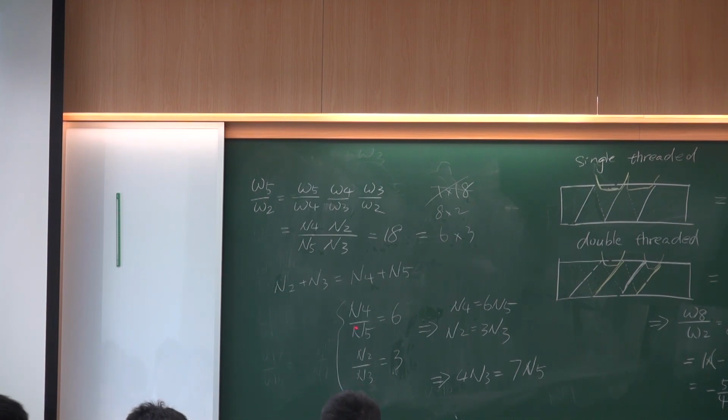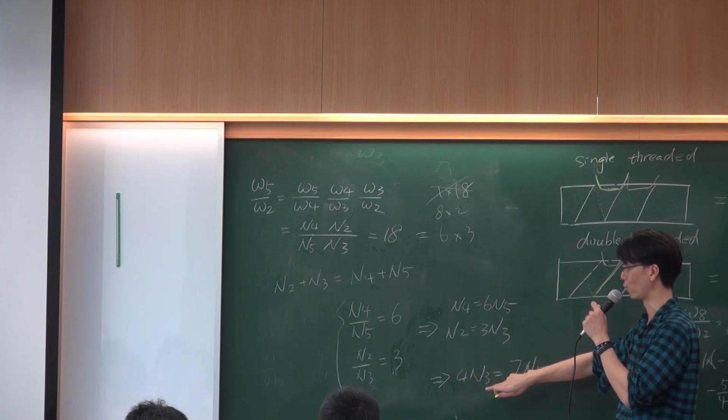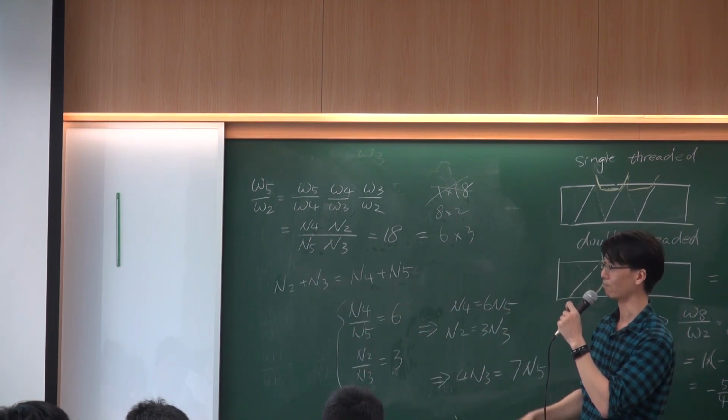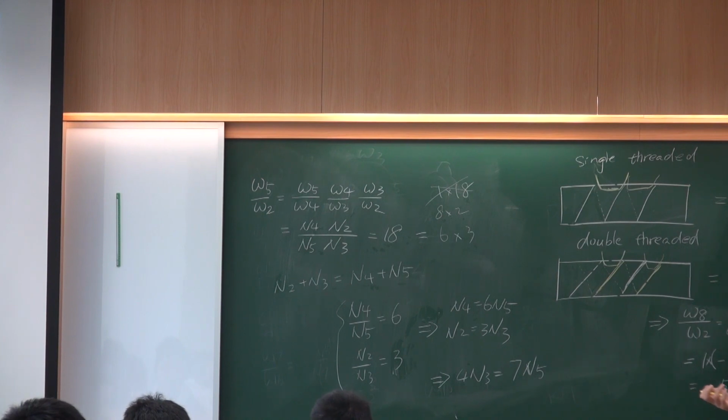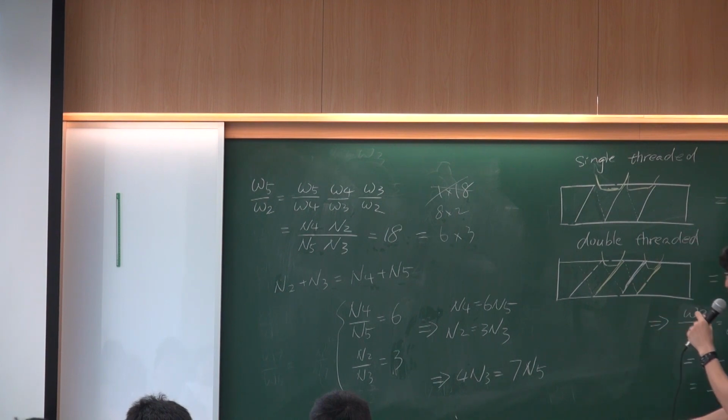But because of this, I know N4 equals 6 N5, N2 equals 3 N3. And I just put this result into this equation, so I can get a relationship between N3 and N5. So we know another rule we need to follow is all these N must be integers, because the number of teeth must be an integer. So you can put a random number, but you need to make them reasonable.